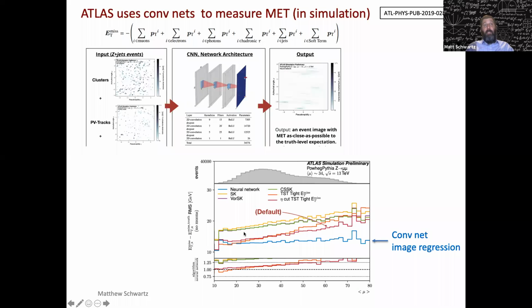This actually works on data. So this was an ATLAS study using similar approaches with a convnet image regression as a function of number of pileup events. They use it for missing energy. So this is the difference between the missing energy and the truth missing energy using the same convnet architecture. It's extremely robust, very insensitive to the number of pileup events. And this is exactly the kind of thing we're going to need going to the high luminosity runs of the LHC.